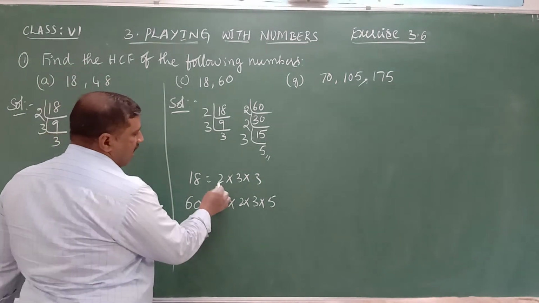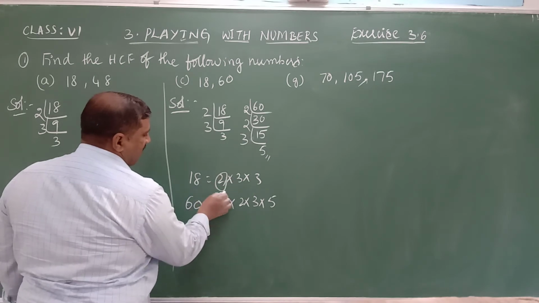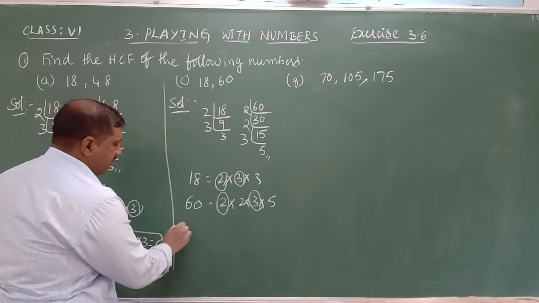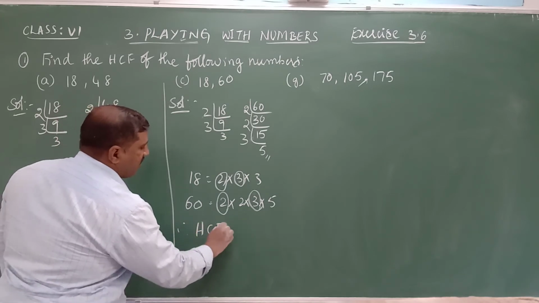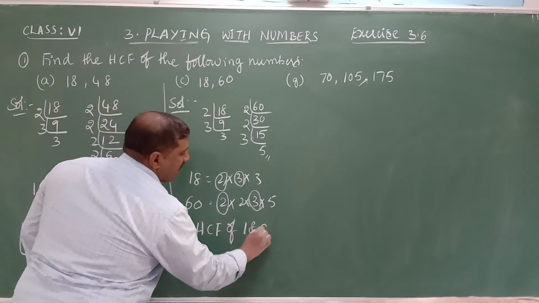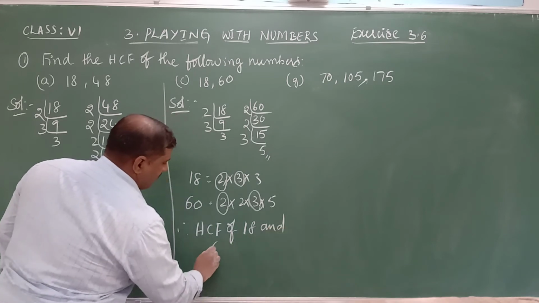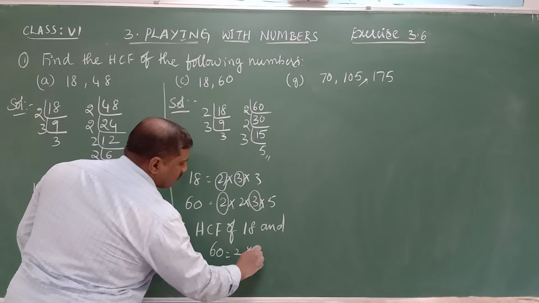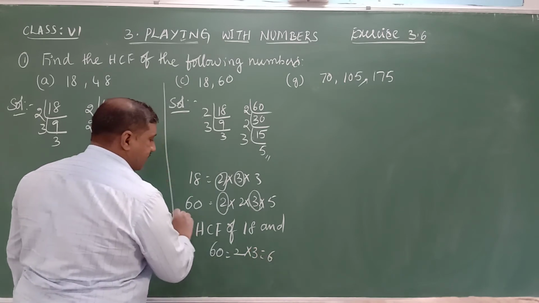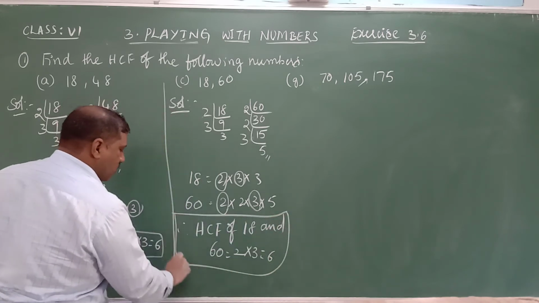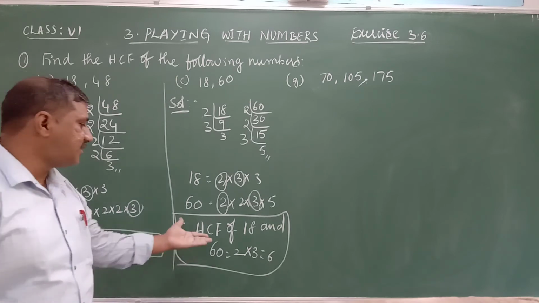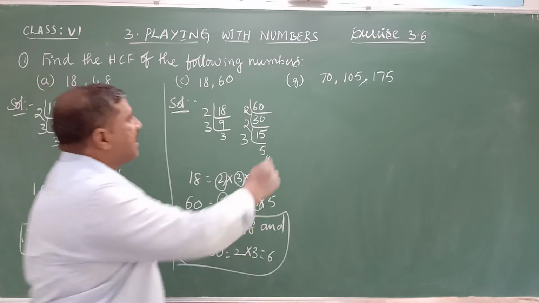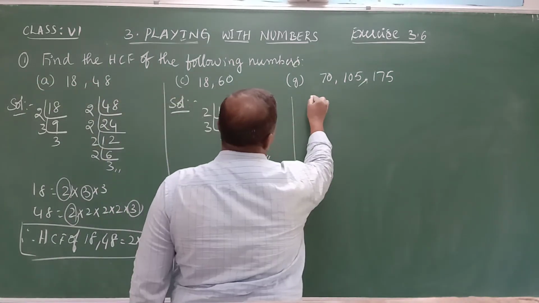Now identify the common factors. 2 is there once, and 3 is also one common factor. Therefore, HCF of 18 and 60 is equal to what? The product of these two prime factors, 2 into 3, that is equal to 6. Again in this case also we got the HCF as 6. Clear, children? Right.